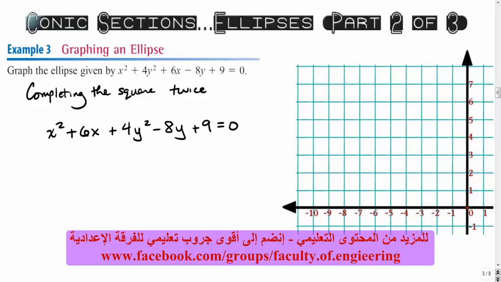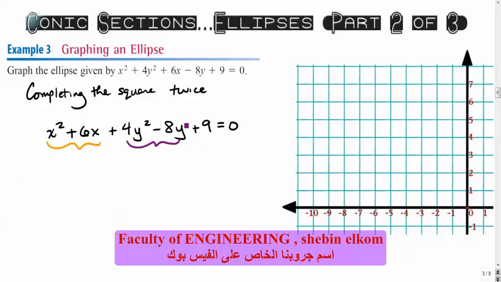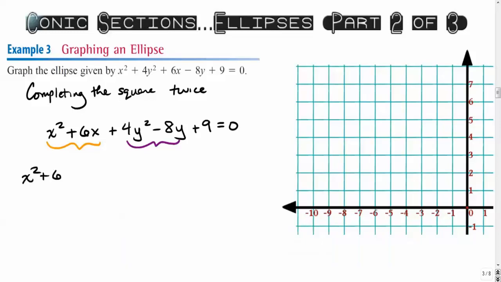So here's what we want to do. We want to work with the x's separately from the y's. So we're going to complete the square with the x's, which means we want to go x squared plus 6x, leave a blank spot, plus we're going to take the greatest common factor out of 4y squared and 8y, which is going to be 4. I should say just the greatest common factor of the coefficients. You're not going to take a y out. We're going to leave y squared minus 2y, leave a blank spot, plus 9, leave a couple blank spots, equals 0.